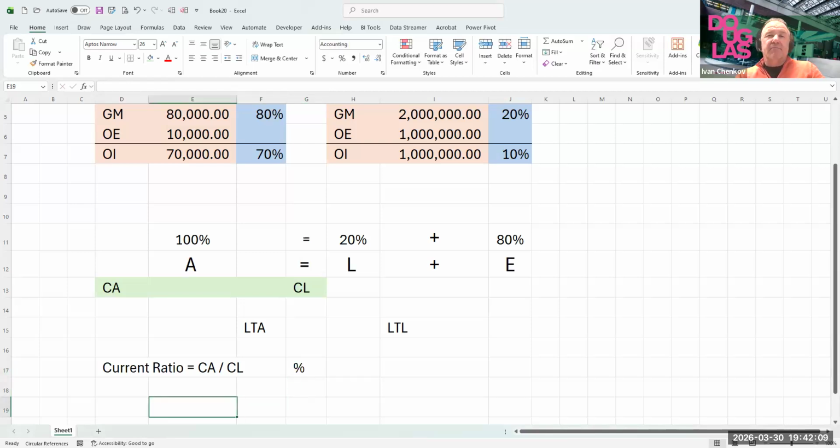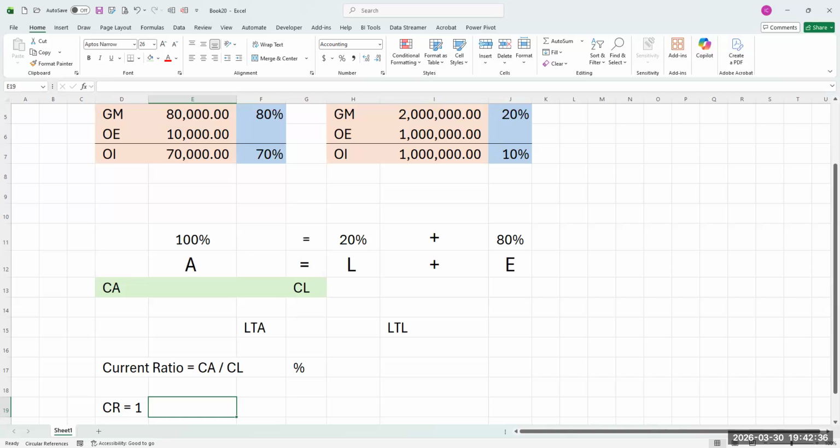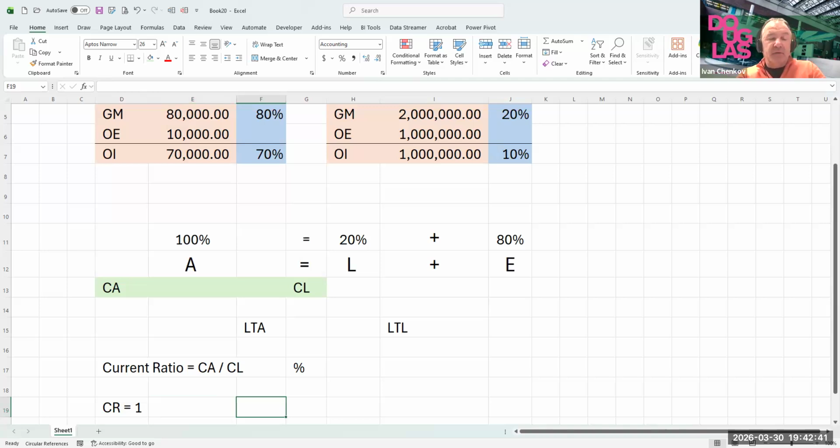Now the question is, what does it mean if the current ratio is equal to 1? What does that mean to you? It means that the current assets are equal to the current liabilities. Yes, that's exactly what it means. That means the current assets are equal to the current liability.